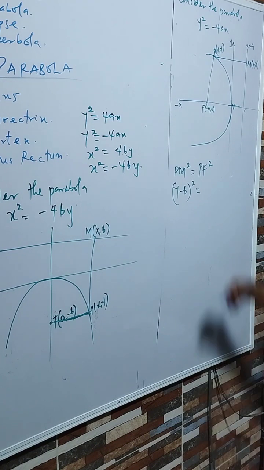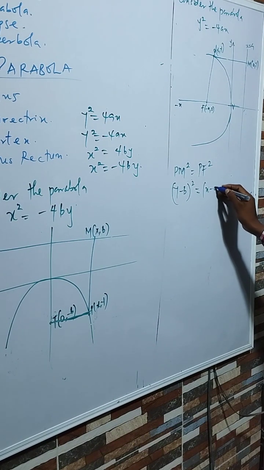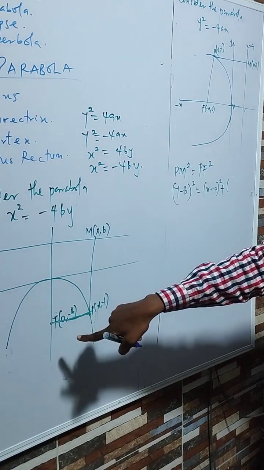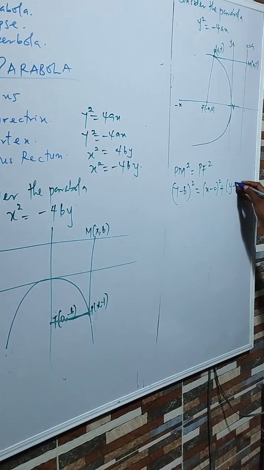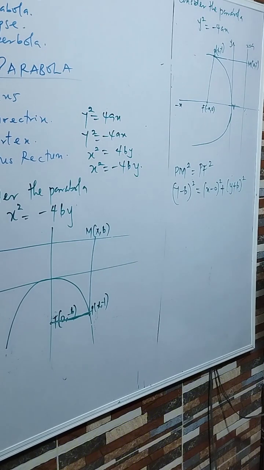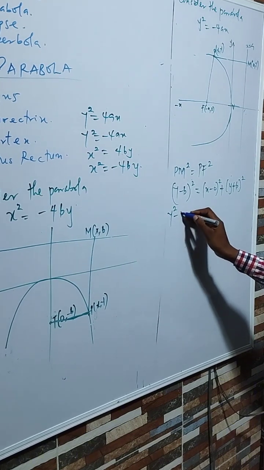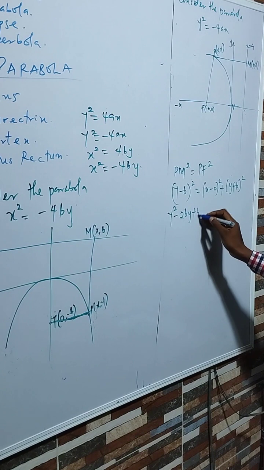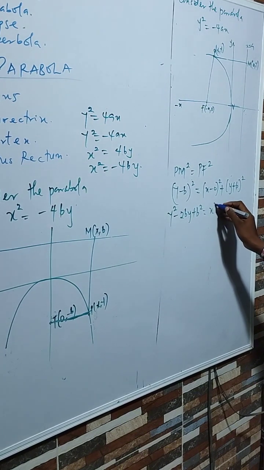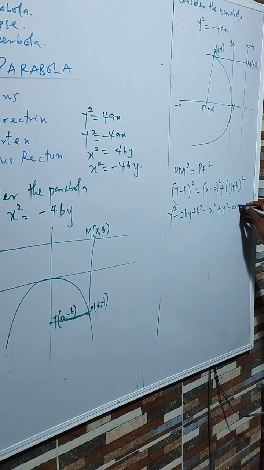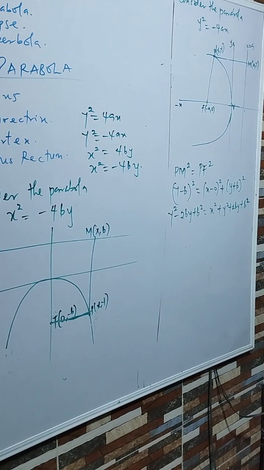And what's my PF squared now? We're going to have it as x minus 0 all squared plus y minus minus b, that is y plus b all squared. By expanding this, I'm going to have y squared minus 2by plus b squared is equal to x squared plus y squared plus 2by plus b squared.